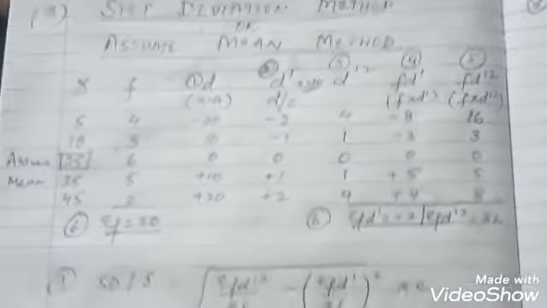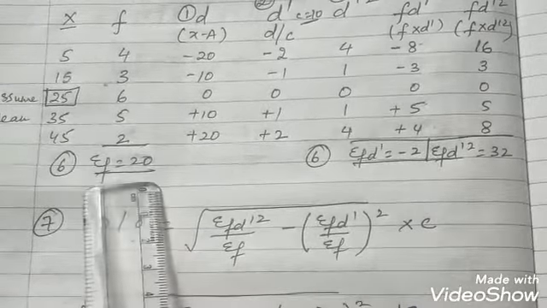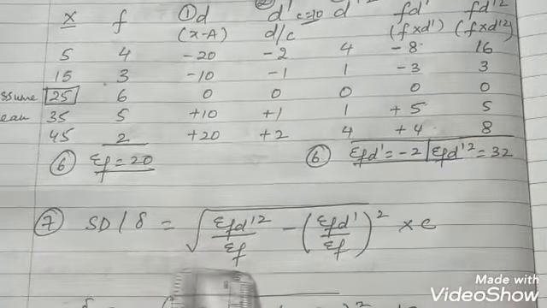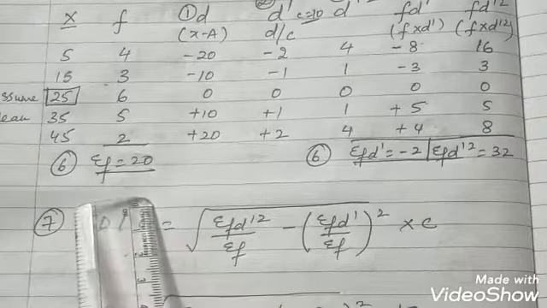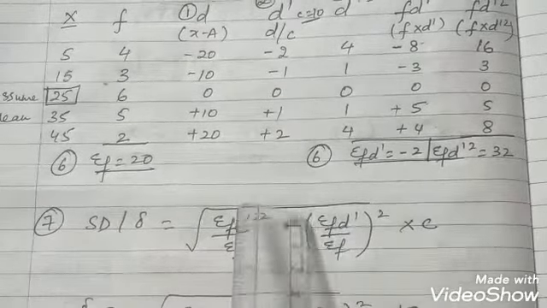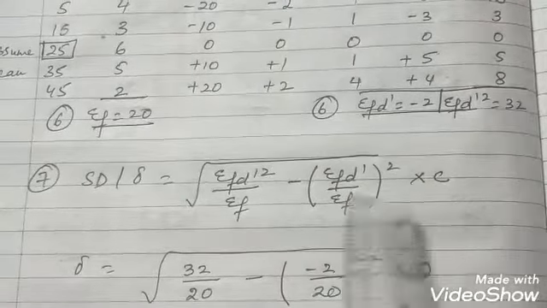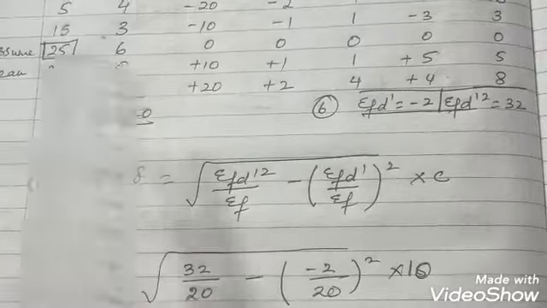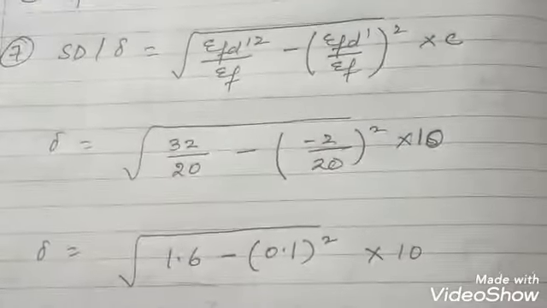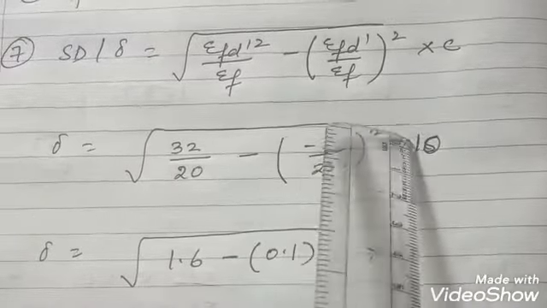The next step is you will take the summation of these, that is sigma f d dash minus 2, sigma f d dash square 32 and sigma f 20. You have the formula: sigma f d dash square, which is 32, upon sigma f, which is 20, minus sigma f d dash, minus 2, upon sigma f, which is 20. Now you take the whole square of this, and here we multiply by 10 because it is into c. Earlier we were dividing by c here; now in the formula we multiply with c. So you have root of 32 upon 20 minus of 2 upon 20 the whole square, into 10.